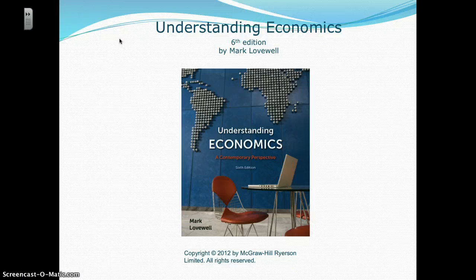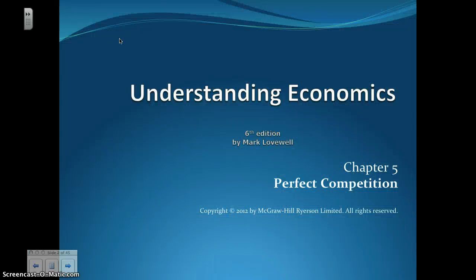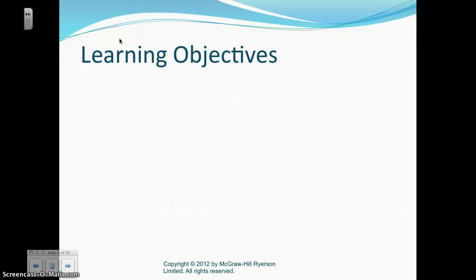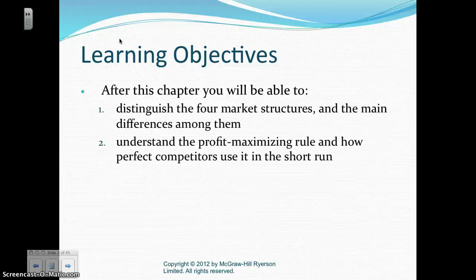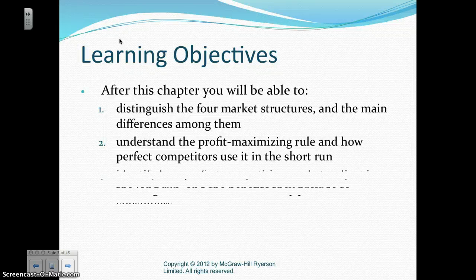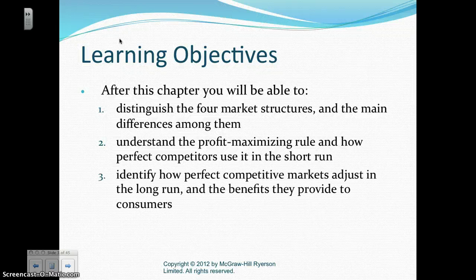So this video should serve as a review, and then we're going to get into some new stuff towards the middle part of the video. What we're going to do is distinguish between the four main market structures and the differences. We're also going to look at number 2 here, the profit maximization rule, and how perfect competitors use it in the short run. And eventually, if we have time, we will pursue the long run to see what happens there.